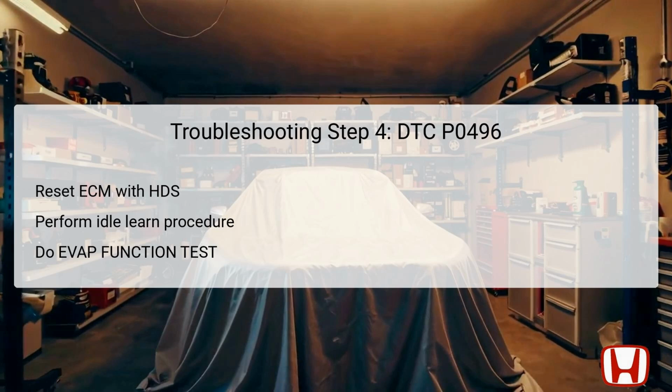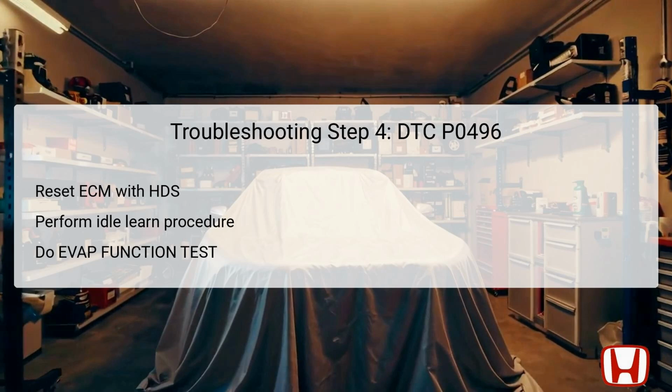After identifying and potentially replacing components related to the high purge flow code, it's imperative to verify the success of the repairs. Begin by turning the ignition switch to the on second position again and using the HDS to reset the ECM, or engine control module. This action refreshes the system and clears any previous data that could interfere with new readings.